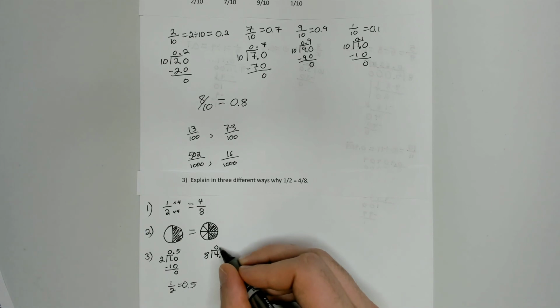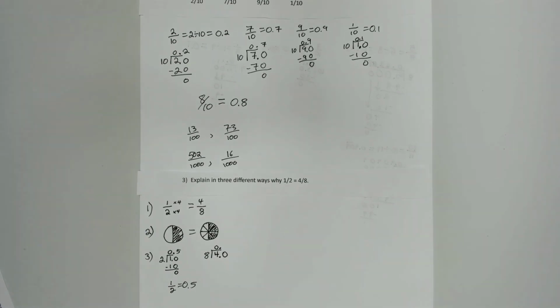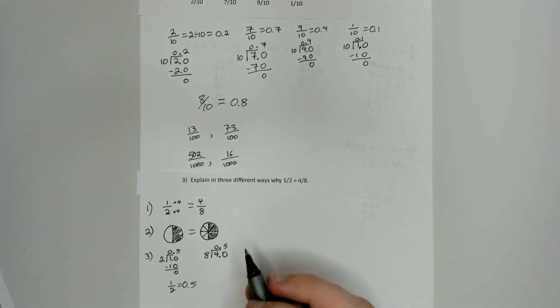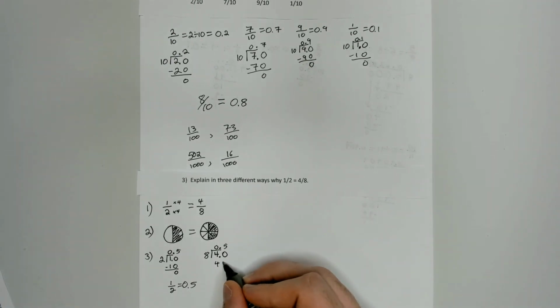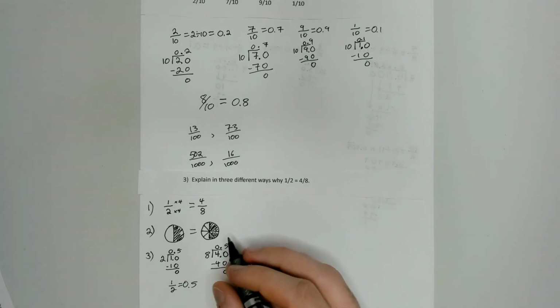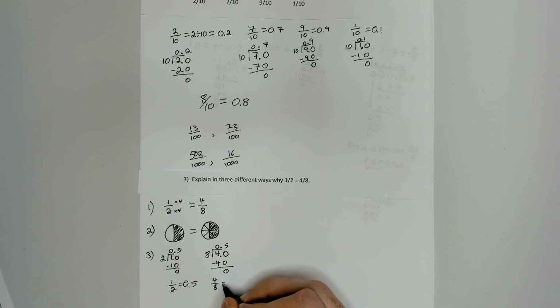And then we're going to put a decimal, and then we're going to add a 0.0. Again, it's the same thing as just 4. How many times can 8 go into 40? It goes in 5 times, and exactly 5 times, right? 8 times 5 is 40, so we'll subtract off 40, and we get 0. So we get that 4/8 is also 0.5.